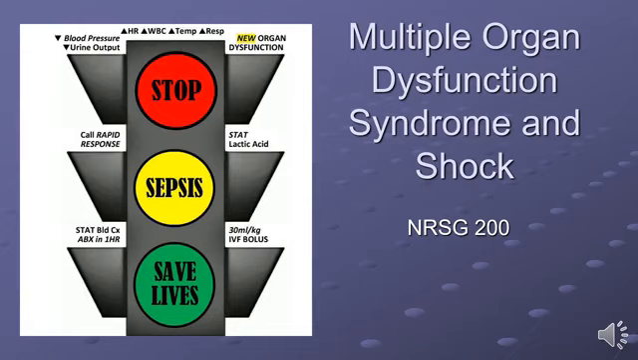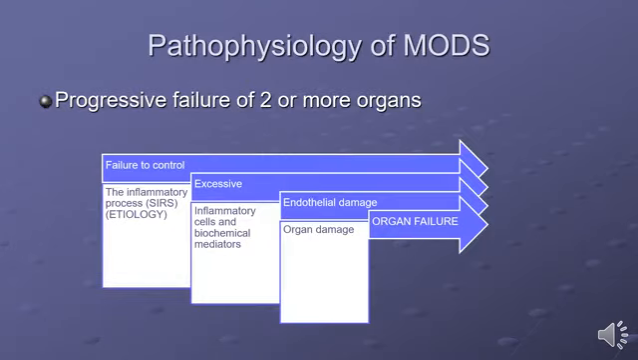This is a PowerPoint on multiple organ dysfunction syndrome and shock. Pathophysiology of MODS includes progressive failure of 2 or more organs. There is a failure to control the inflammatory process, which is SIRS, and that is the etiology. There is excessive inflammatory cells and biochemical mediators, endothelial damage, organ damage, and then subsequently the organ failure.